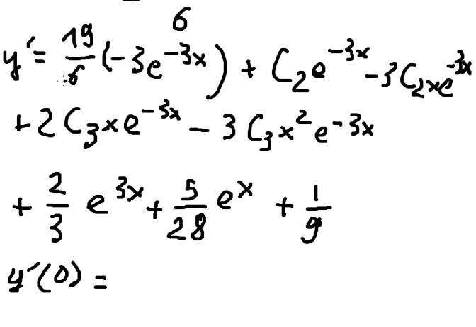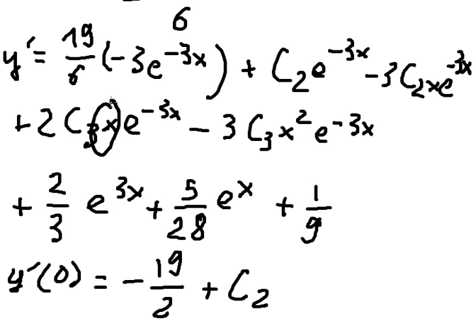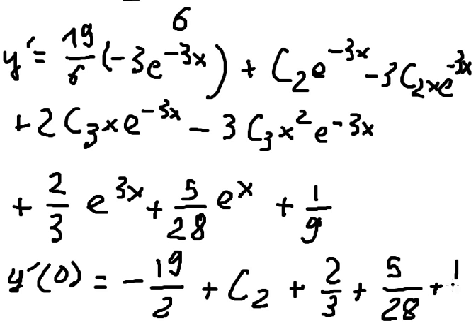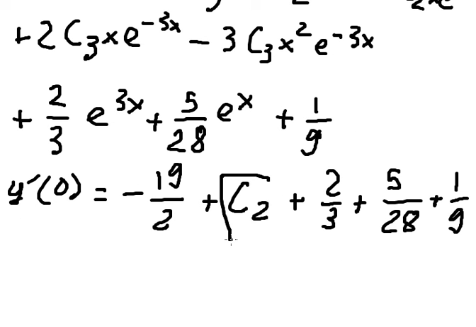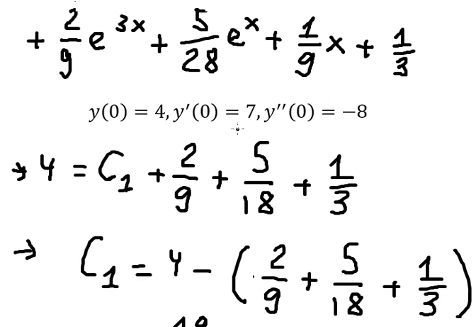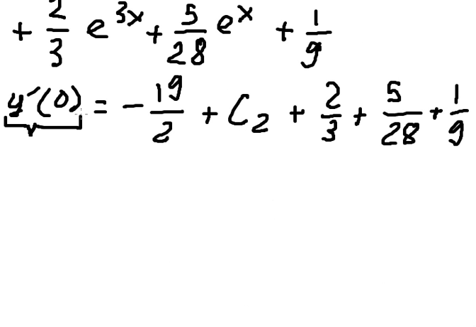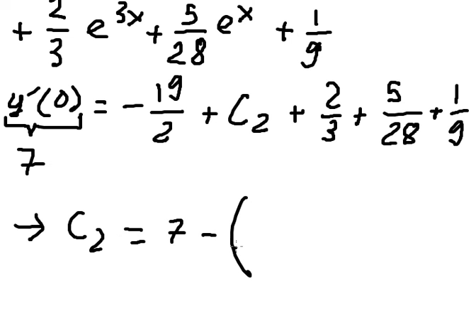So negative 3 with 6, we have negative 19/2. This one we have C2. This one, because we have s, you get 0. This one you get 0 and 0 in here. This one we have 2/3. This one we have 5/28. This one we have 1/9. Now we can find C2 in here. This one is 7, so we change this one into 7. And now we have C2, that is 7 minus all the values in here.